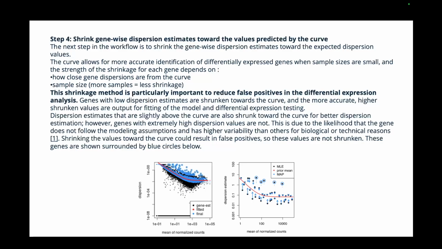Right. So genes with low dispersion estimates are shrunken towards this curve, and the more accurate, shrunken values are output for fitting of the model and differential expression testing. Dispersion estimates that are slightly above the curve are also shrunk towards the curve for better dispersion estimation. However, genes with extremely high values of dispersion are not. So there needs to be a cutoff. Like how much higher a value will you not bring down? Or till what value will you try to shrink it, and above what value will you not try to shrink it?